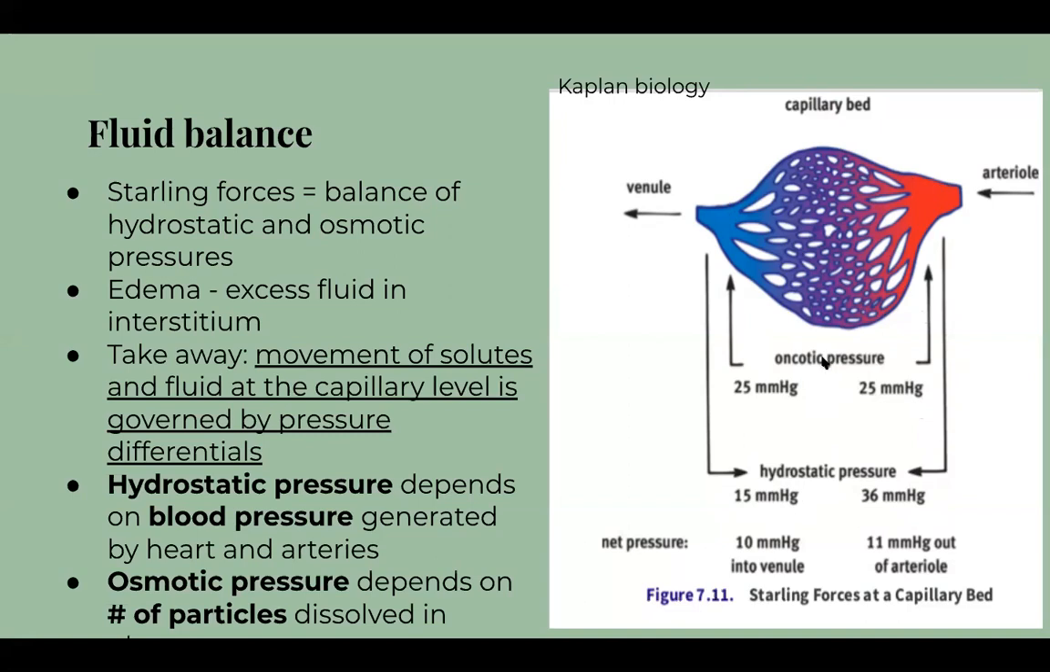Oncotic pressure is used kind of interchangeably with osmotic pressure. Oncotic refers more specifically to pressure caused by blood proteins, and this makes up the vast majority of osmotic pressure, whereas osmotic refers to everything that's dissolved in the blood. The balance of these hydrostatic and osmotic pressures is called Starling forces. It's just a name for the net pressure that is either driving water in or out of the bloodstream.